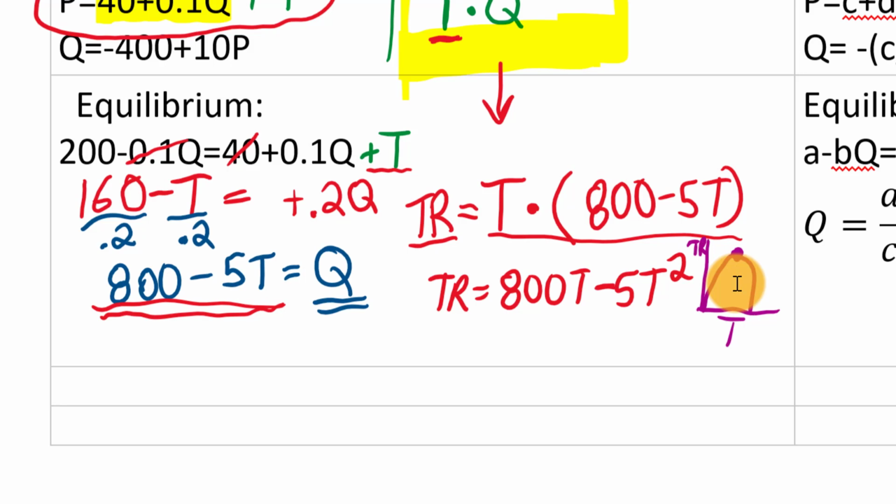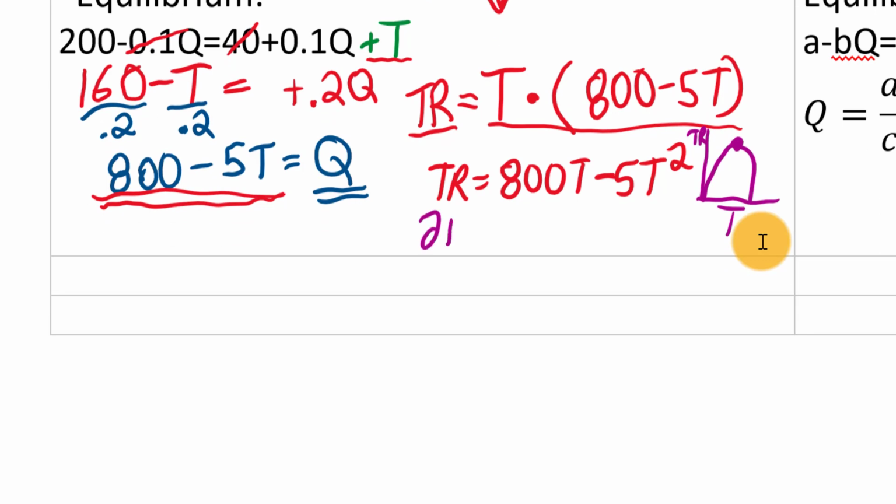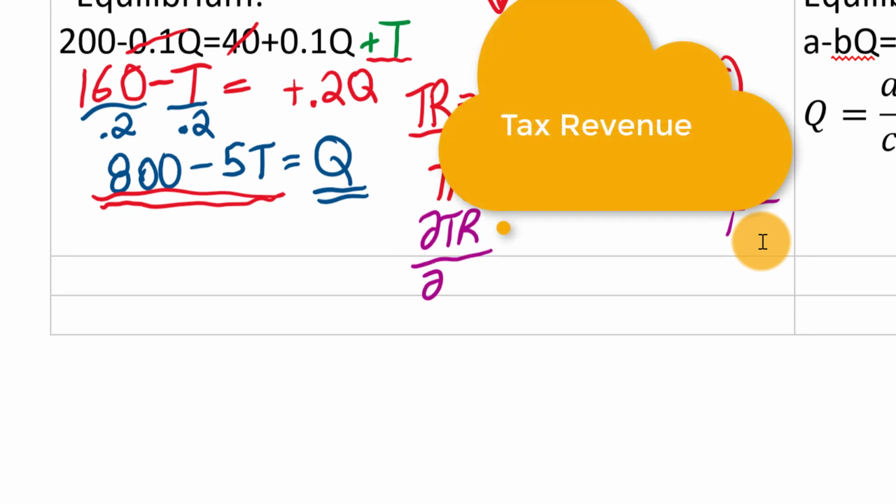A derivative tells us the slope. And what we're looking for is to find where the slope is 0. Where are we at the top of that parabola? So here's what we're going to do. We're going to take the derivative of total revenue, the partial derivative with respect to T.